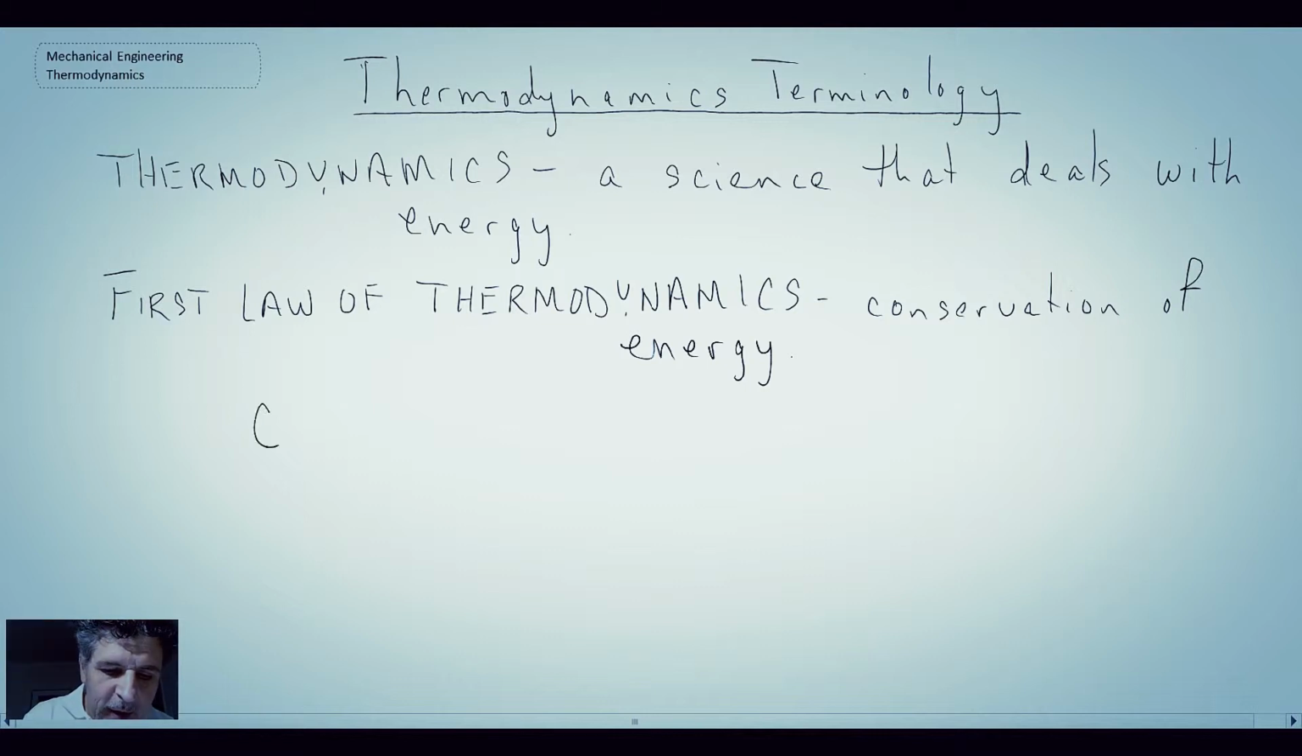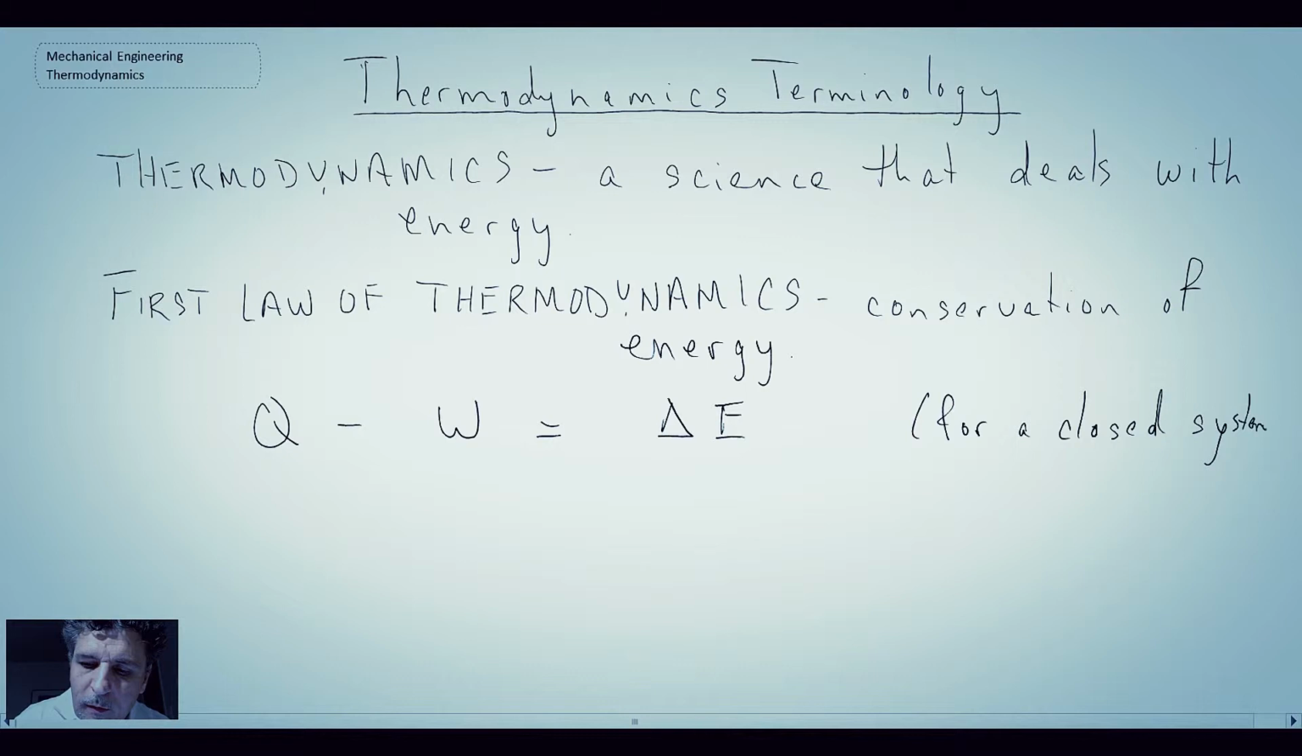But to begin with, we have Q, which is heat, minus W, which is work, is equal to the change in energy of a system. And remember I said that this is for a closed system. So the units in this equation would be in the units of joules if we're using the SI unit system, which we will use throughout this course.